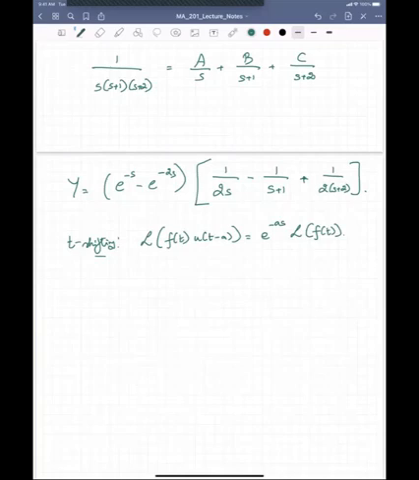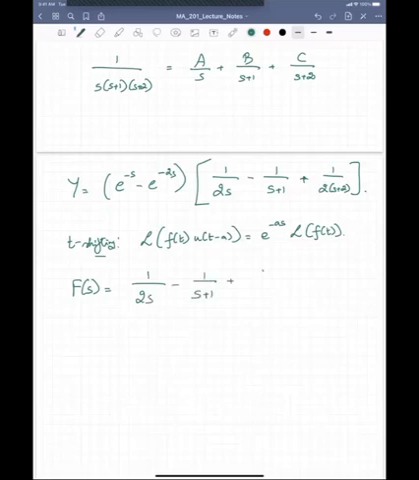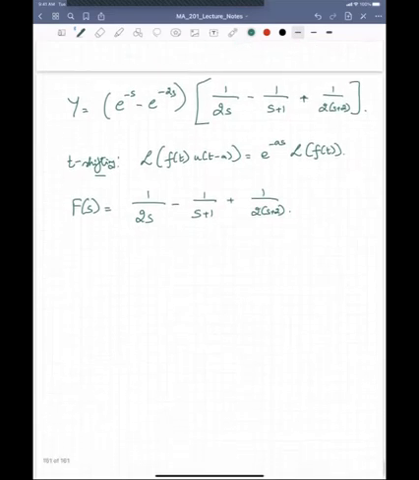Which means if I took the inverse Laplace transform of, so let us approach this in steps. Let me just look at the square bracket, which I will call capital F of s, because I'm going to use the t shifting theorem. So this is the exponential that multiplies this. This is this guy. Okay, so I'm after f of t first. Once I find f of t, I can figure out the solution to this in a straightforward fashion. So this is 1 over 2s minus 1 over s plus 1 plus 1 over 2s plus 2. What would be the inverse Laplace transform of this? What is f of t?